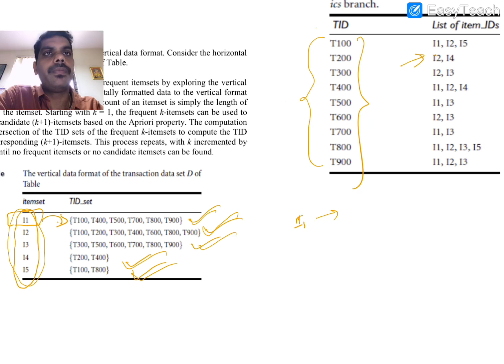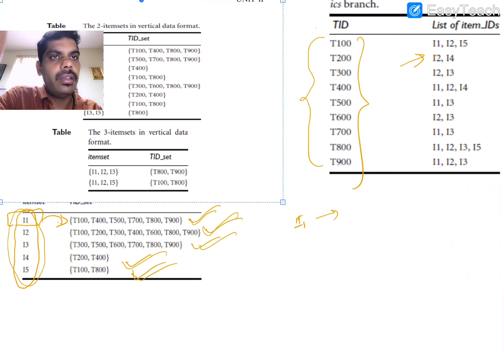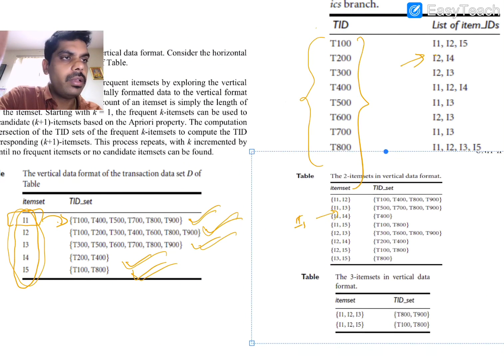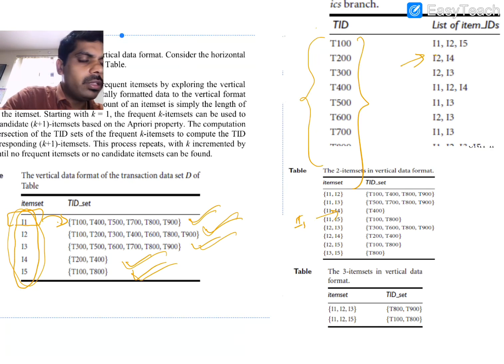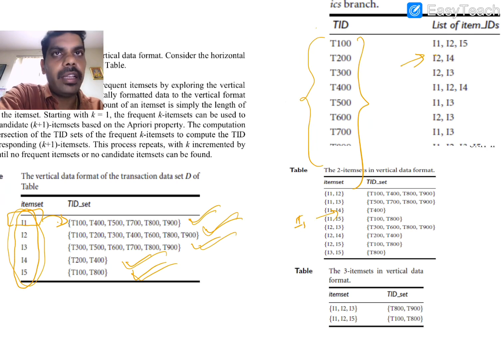In the same way, we are going to identify the remaining ones. Remaining in the sense 2 item sets, 3 item sets, like that. So here, what are the combinations? I1, I2, I1, I3, then I1, I4, I1, I5, I2, I3. I2, I4, I2, I5, I3, I5. These are all the combinations, and I1, I2 occurred in how many transactions? I1, I3 occurred in how many transactions?